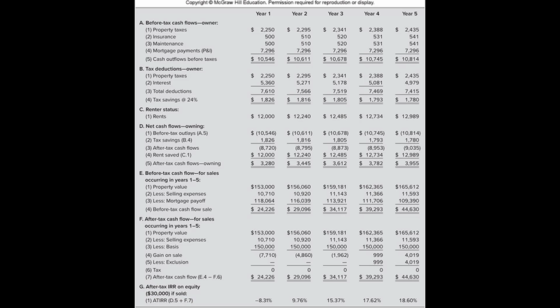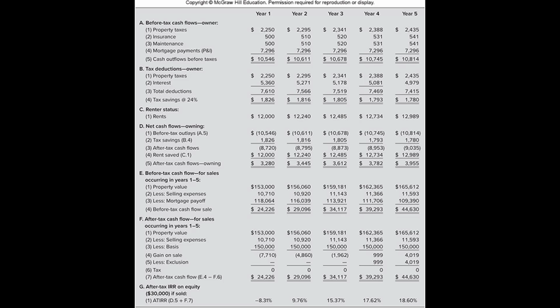So what do you do with the proceeds from the sale if you do sell it after year 5? That's a question that you have to answer. Will the investor choose to own or rent after year 5? And what if the owner chooses not to sell after year 5? Then what happens? So some other questions to answer in this renting versus owning scenario.